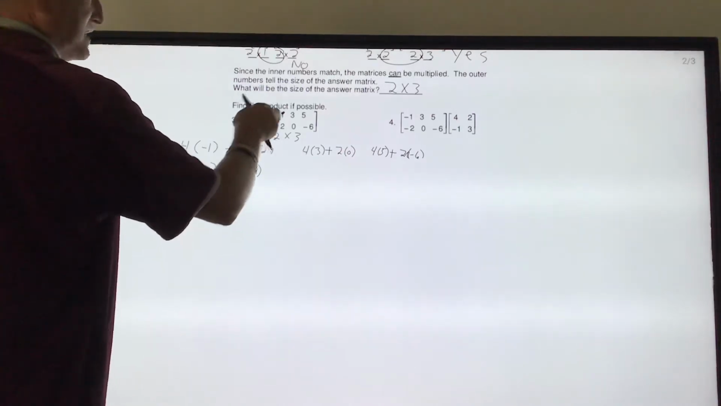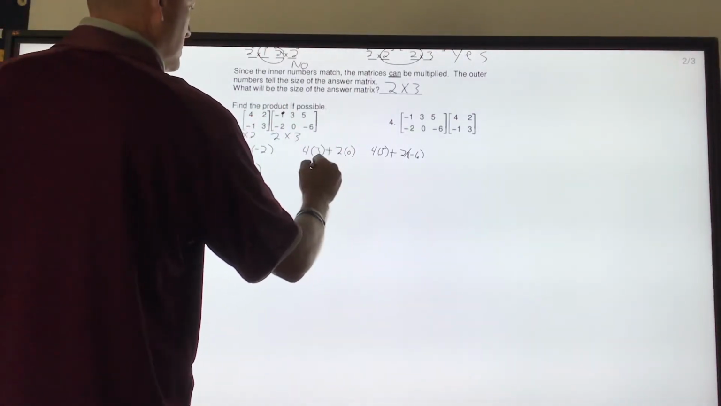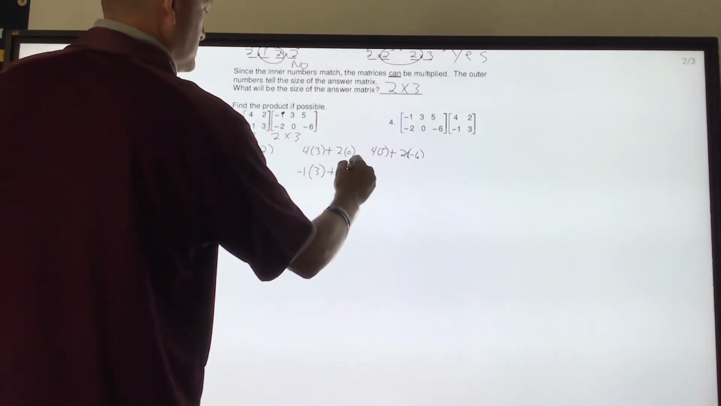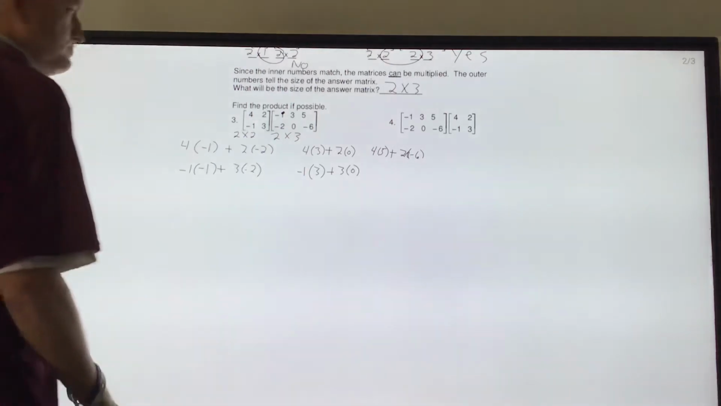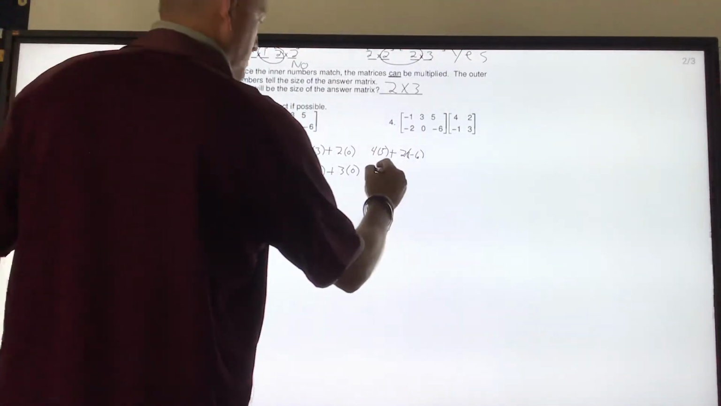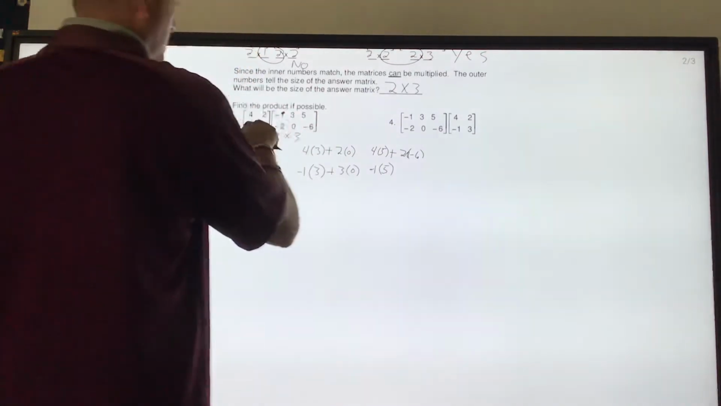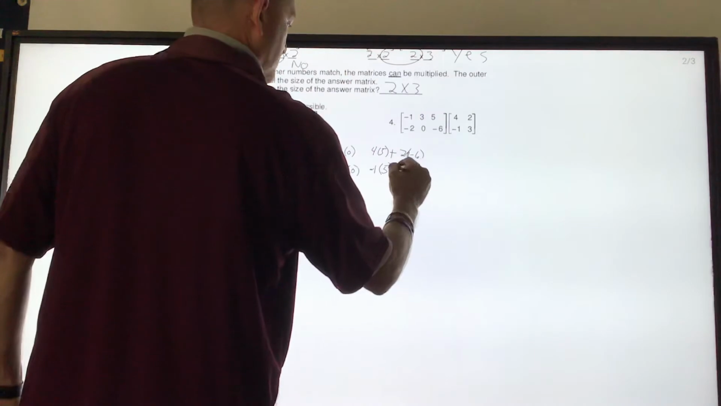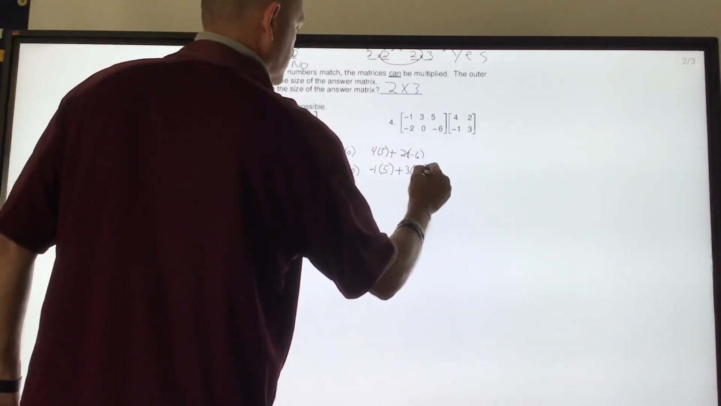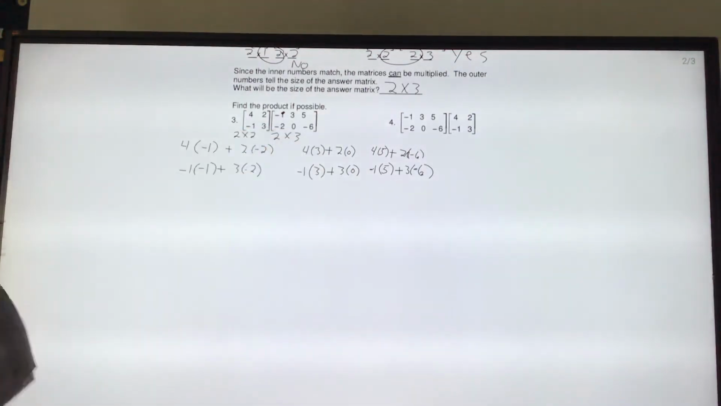Now I'm going to take these guys, match them up with the middle. So it'll be -1 times 3 plus 3 times 0. Taking them, matching them up with the end. That would be -1 times 5 and then 3 times -6. Now I have to perform the math.